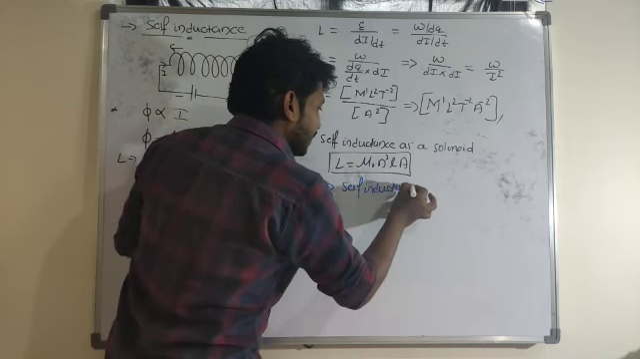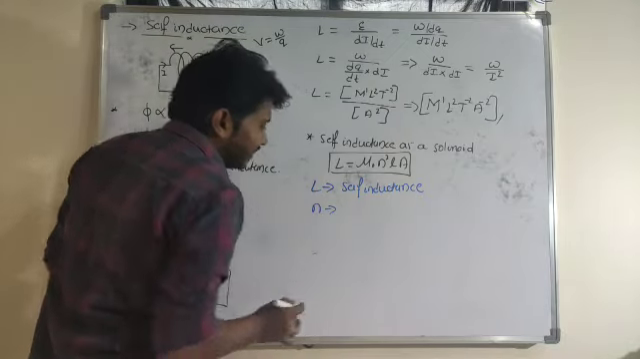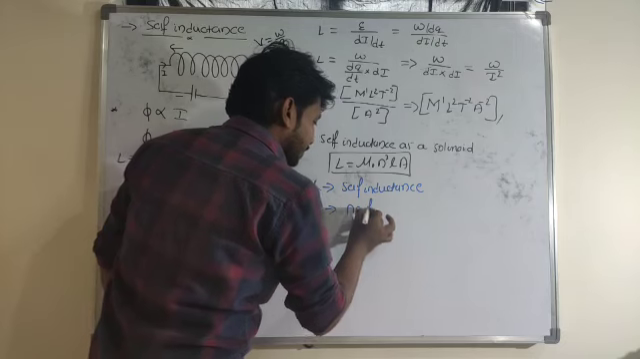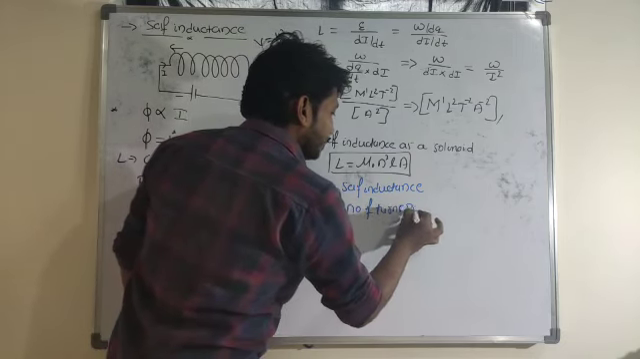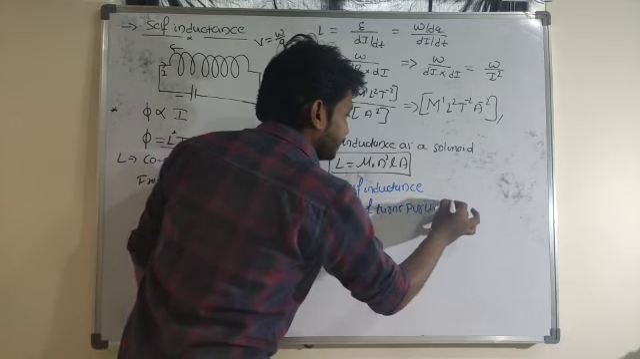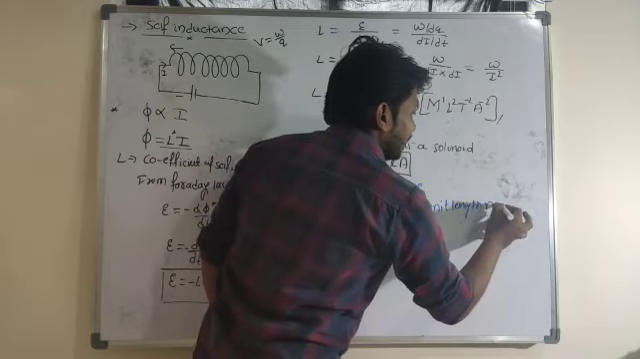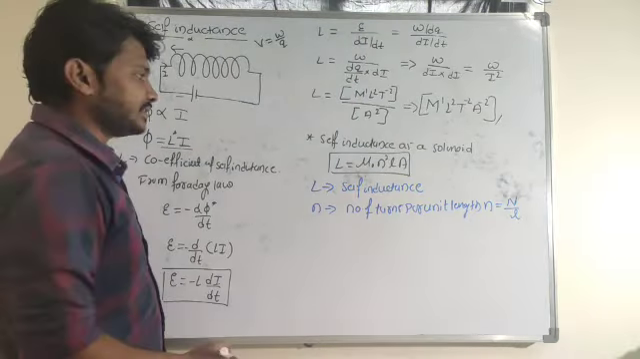So what does that L represent here? L represents the self inductance, where small n represents the number of turns per unit length. So remember here, the number of turns per unit length, or this small n, I can consider as N by L. So number of turns per unit length is N by L.